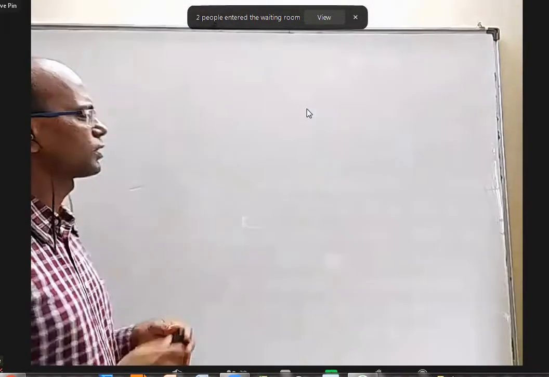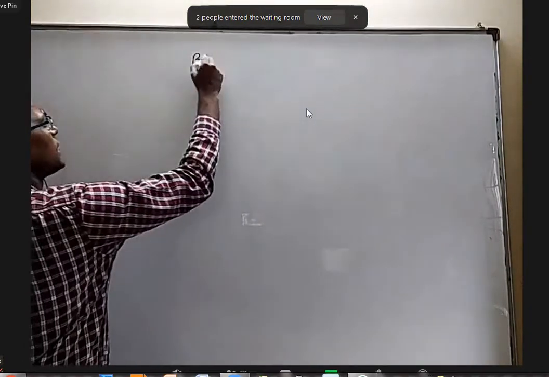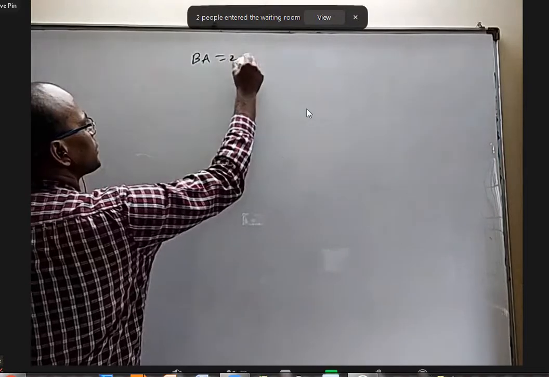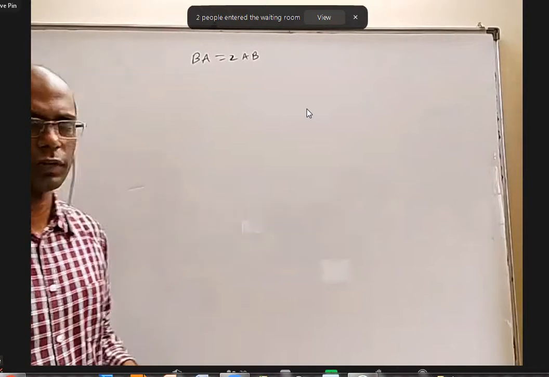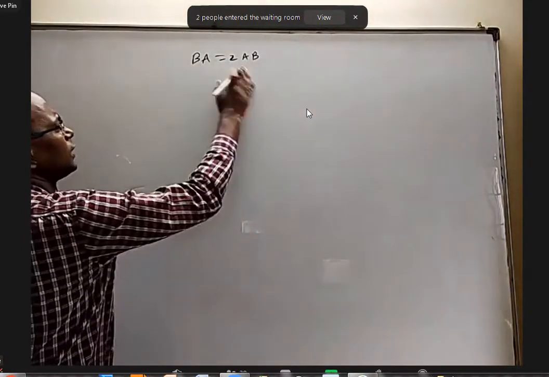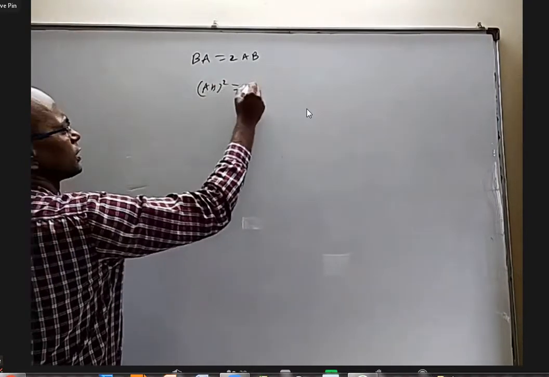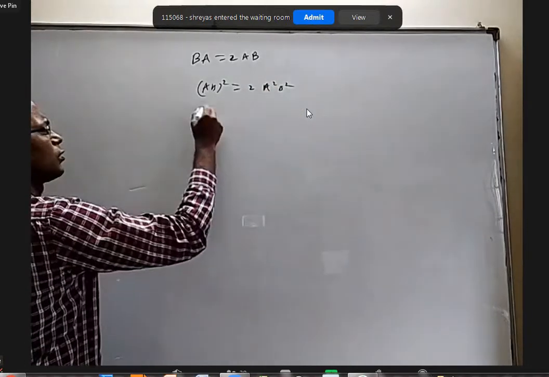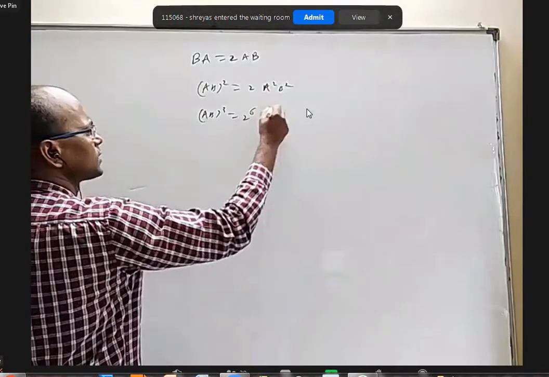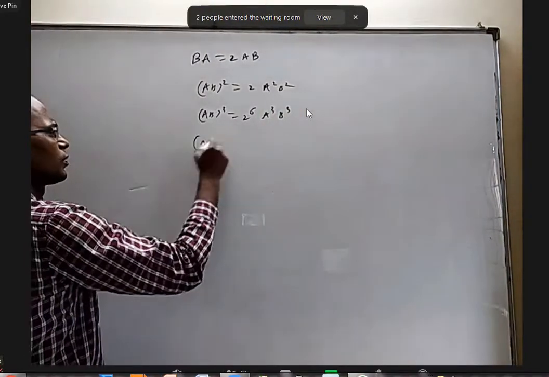Okay, so in the morning we have done one or two questions. We'll just continue with that. What is that I gave? BA is equal to 2AB. I will also discuss your IP doubts after half an hour. If BA equals 2AB, I already discussed how (AB) whole square is 2 times A square B square. We also discussed how (AB) whole cube is 2 power 6 A cube B cube. Now it is (AB) whole power 4.